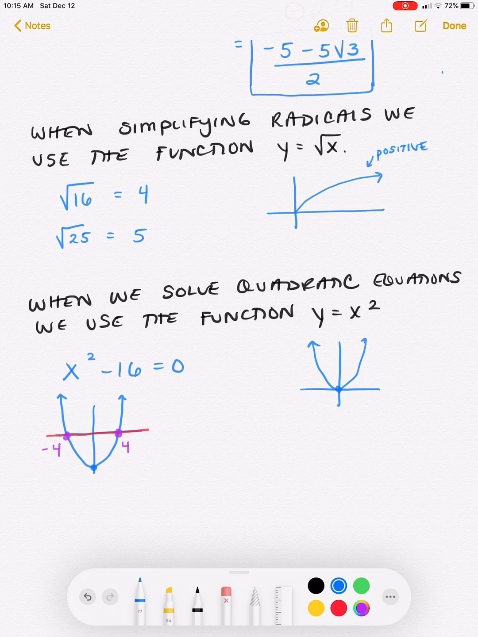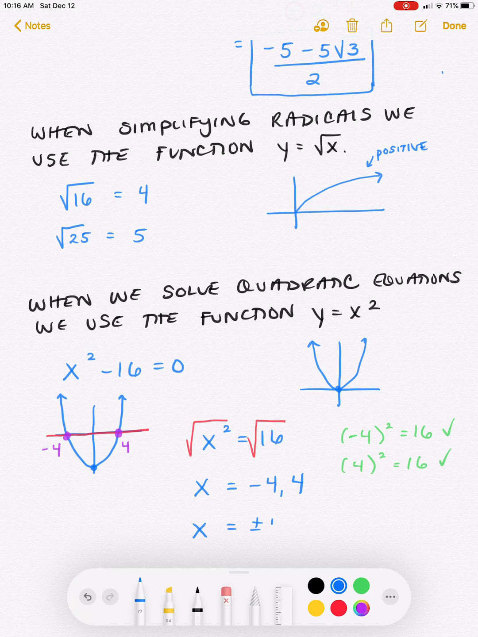When we solve this using square roots, algebraically we would add the 16 and say x squared equals 16. When we square root both sides, which cancels out the squared, x equals negative 4 and 4. When we plug negative 4 back in and square it, it makes the equation true, and when we plug in positive 4, it makes the equation true. So often we write x equals plus or minus 4.